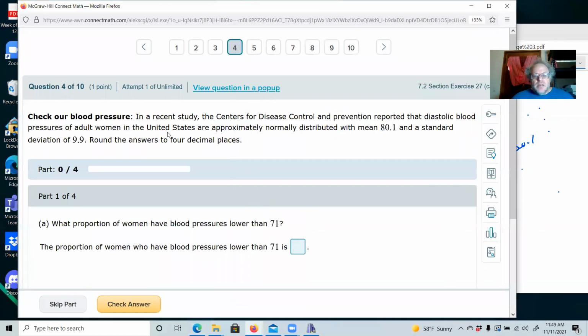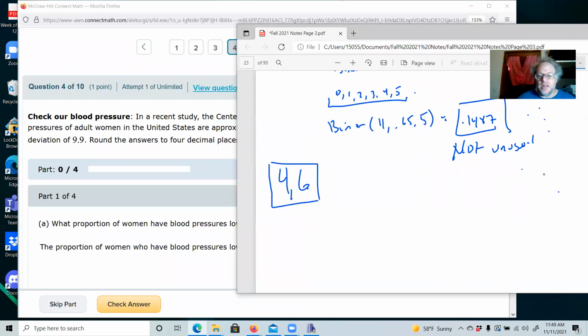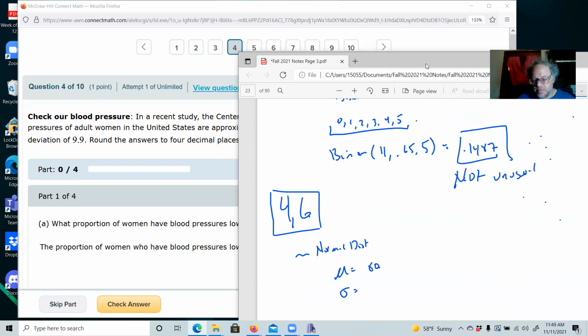Okay. So the Centers for Disease Control and Prevention reported that diastolic blood pressures of adult women are approximately normally distributed. When you see this word, approximately normally distributed, you know you're in a chapter 7 problem at that point. You know you're going to be working with the normal distribution. They gave us a mean, they gave us a standard deviation: 80.1 and 9.9. What proportion of women have blood pressures lower than 71?